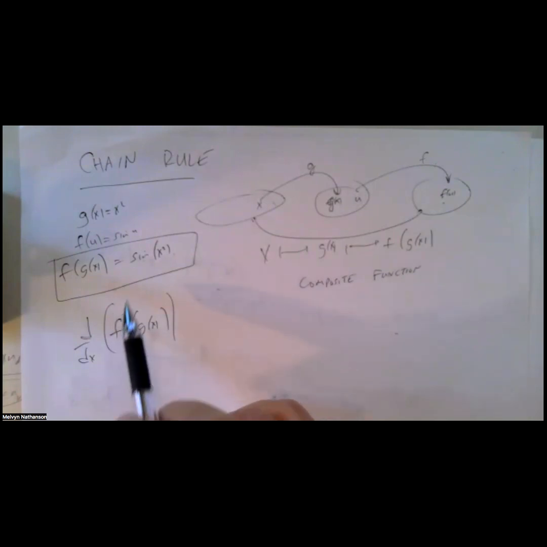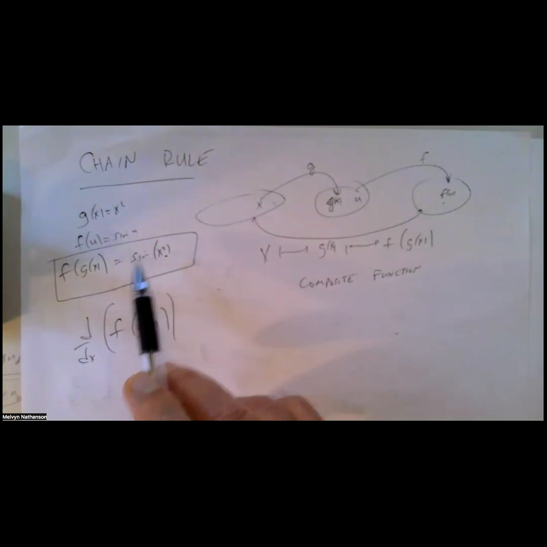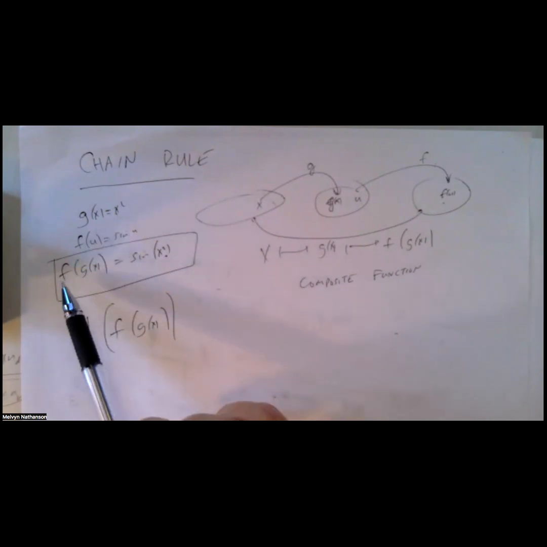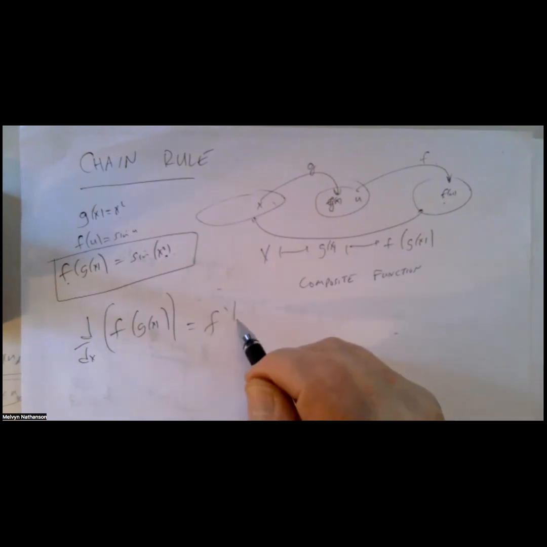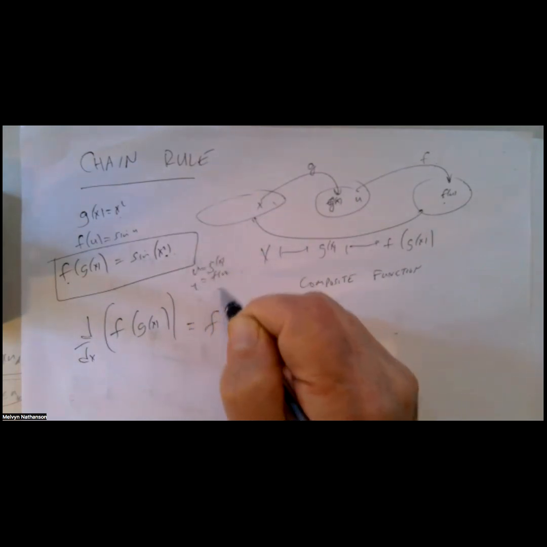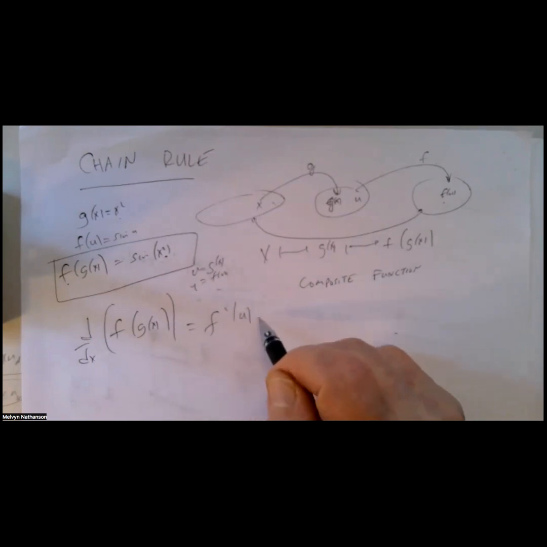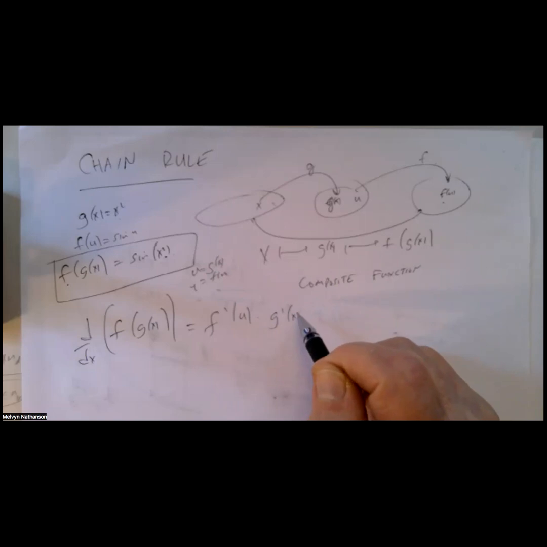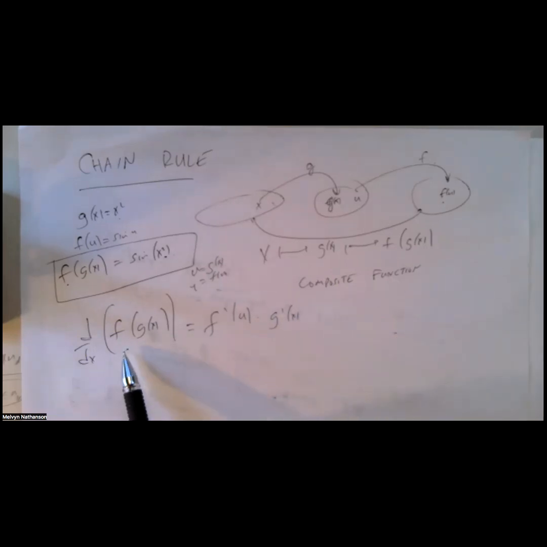But we have a rule. The sine of x squared is the composite of the function x squared with the function sine u. And the chain rule says the following: the derivative of f composed with g is f prime. So we think of u equals g of x and y equals f of u. So it's f prime of u times g prime of x. It's almost the product of the derivatives, but it's f prime, the derivative of f, evaluated at g of x, times g prime of x.